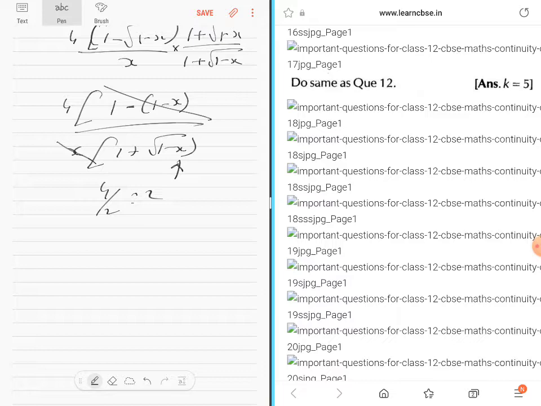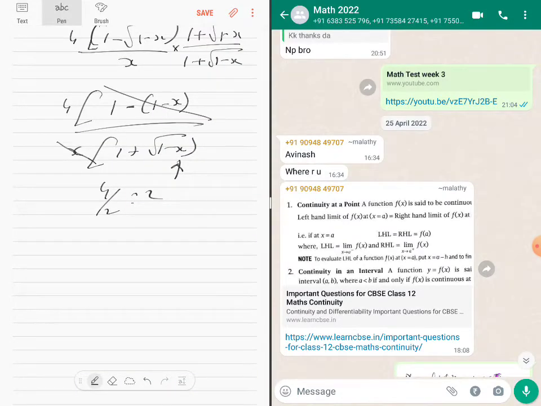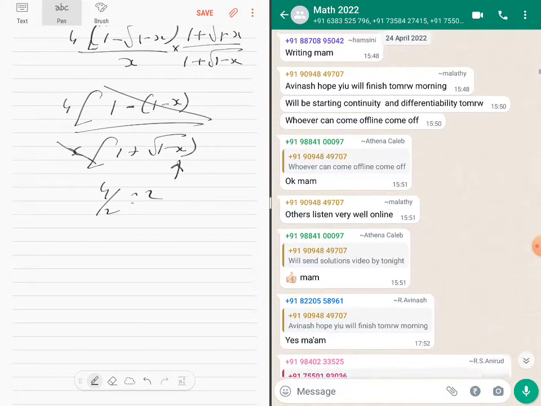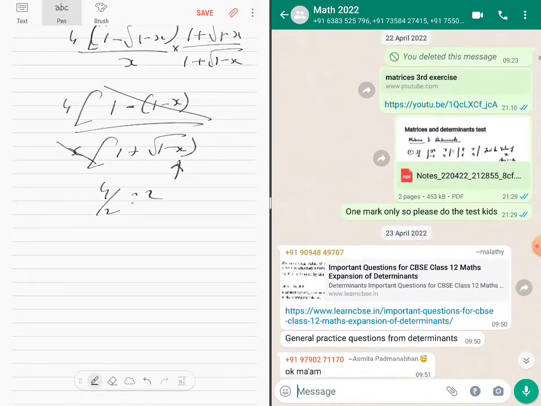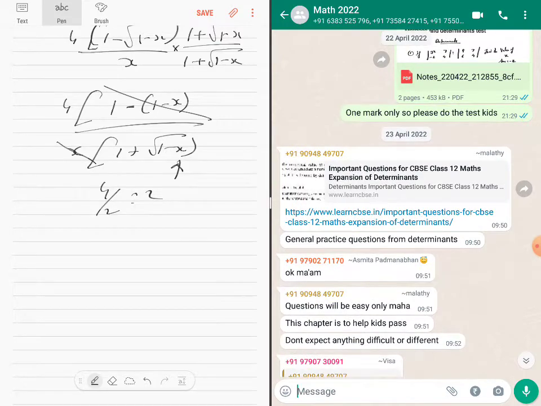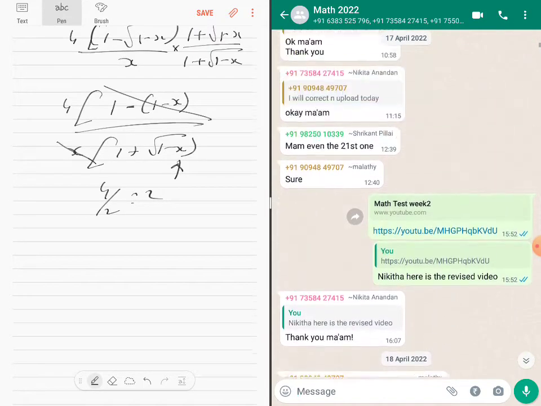Do we have the continuity PDF? Let's see. So this is clear. This is very simple, right? So let's look for the PDF of continuity. It will be there in the WhatsApp group, right? Can you locate the PDF? You're good at locating. Where is the continuity PDF? So much before that, right?